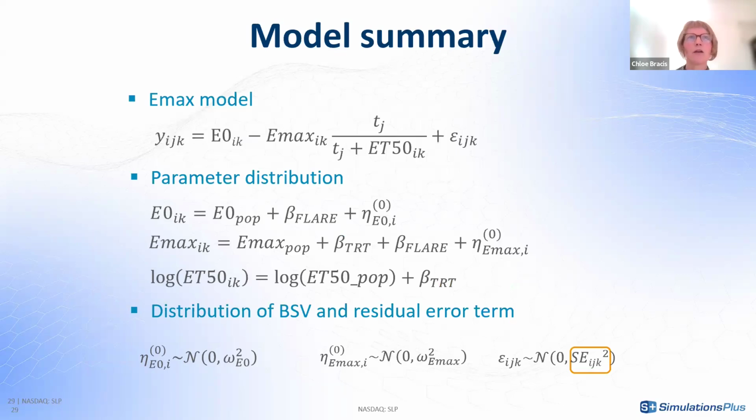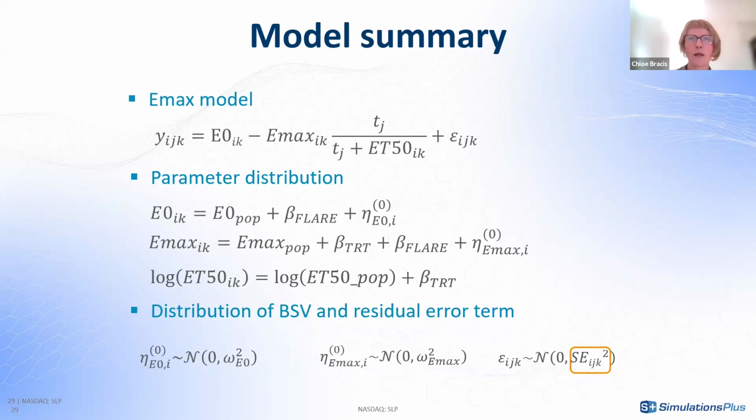So to summarize, we have an Emax model with 3 parameters, E0, Emax, and ET50. Both E0 and Emax are normally distributed, and ET50 is log normally distributed. And we have a treatment effect on Emax and ET50 and a flare effect on E0 and Emax. And we have between study variability on E0 and Emax. And for our residual error, we are weighting by the standard errors. So next we need to look at what kind of model transformations we need to do in order to implement this model.